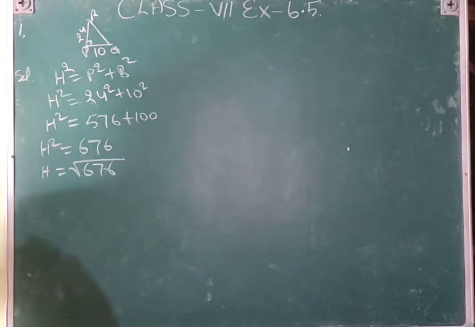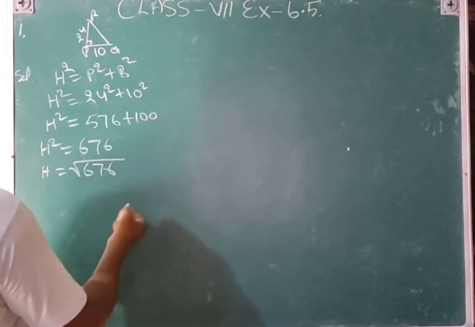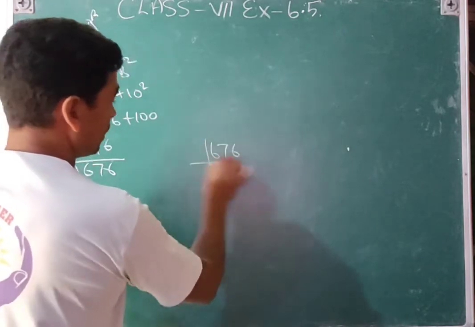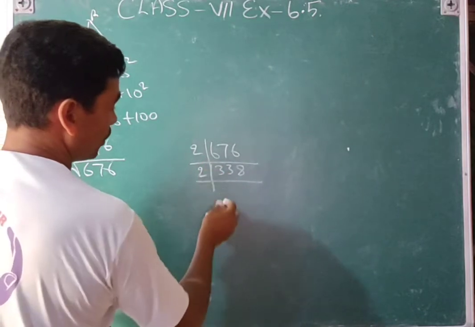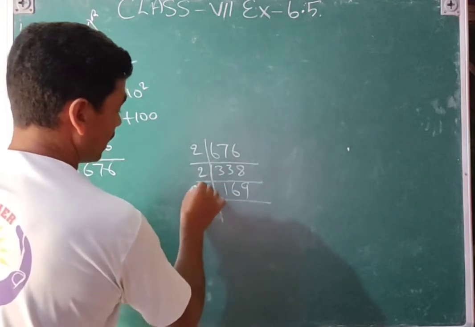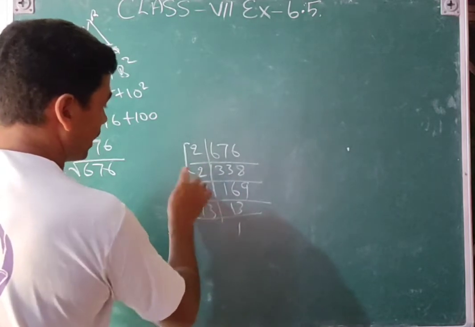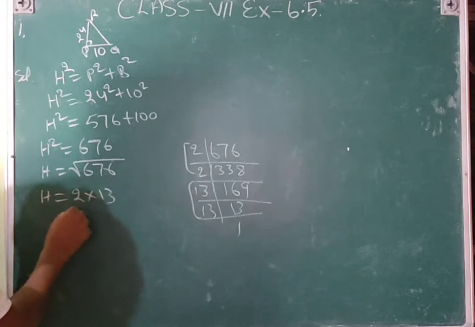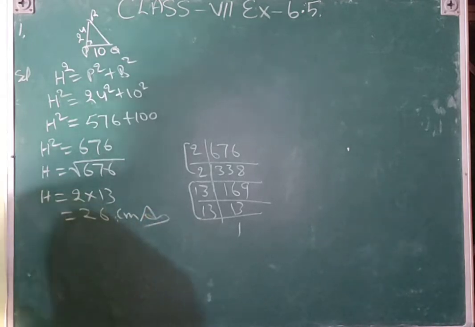Now we will find the square root of 676, that will be 26. Or you can find it like this: 676 by 2 is 338, by 2 is 169, by 13 is 13, by 13 is 1. By pair we have taken one each. So H is equal to 2 into 13, so that is 26 centimeter. This is the answer.